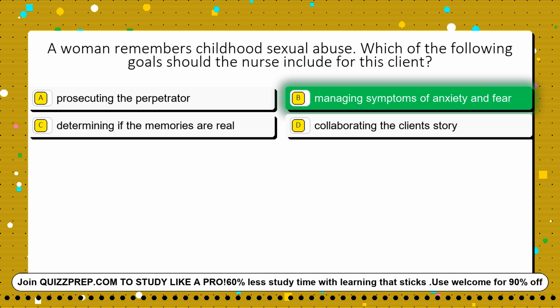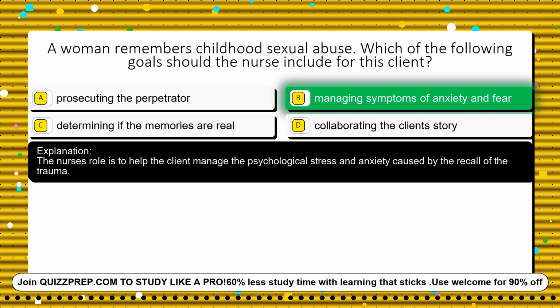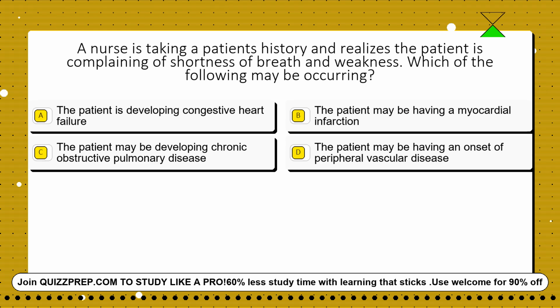The correct answer is option B. Managing symptoms of anxiety and fear. The nurse's role is to help the client manage the psychological stress and anxiety caused by the recall of the trauma.